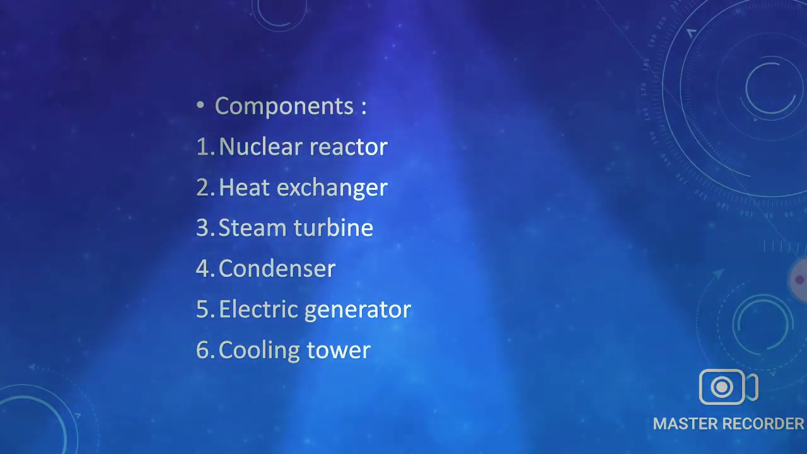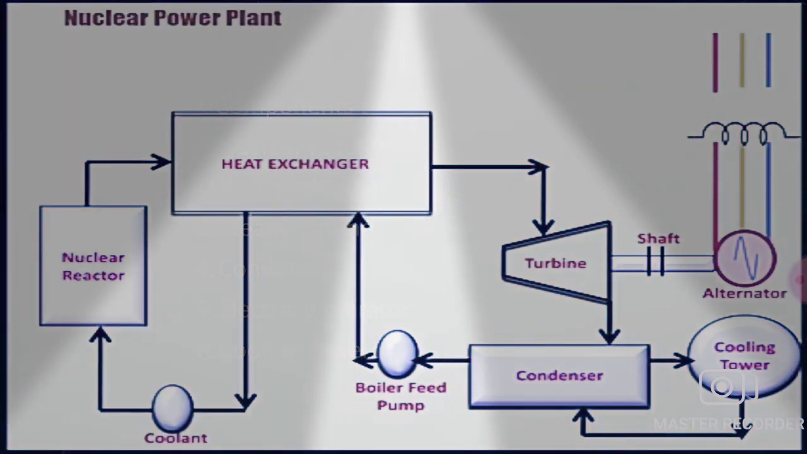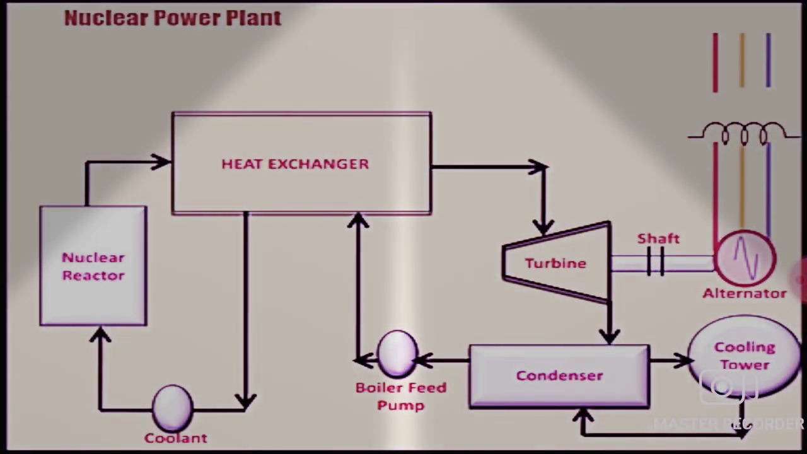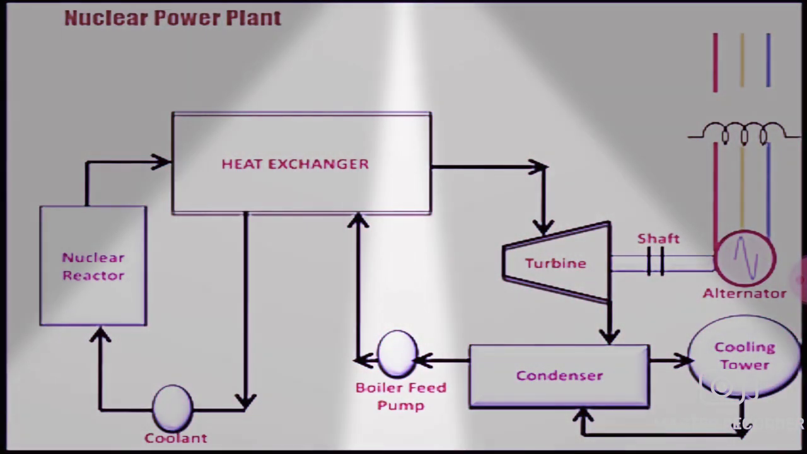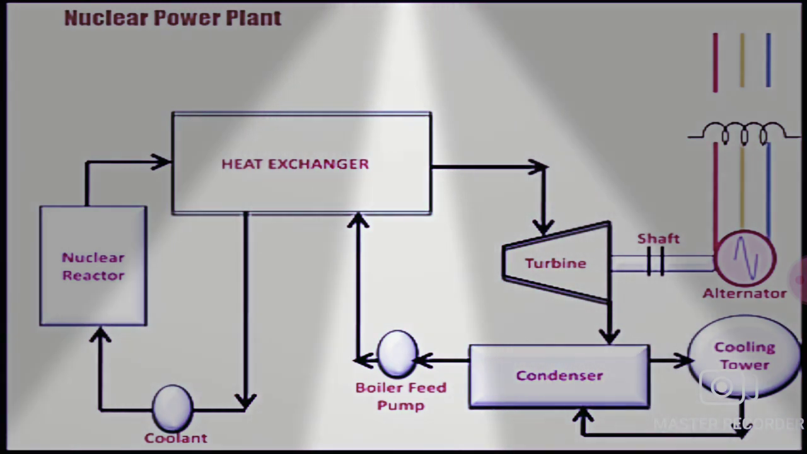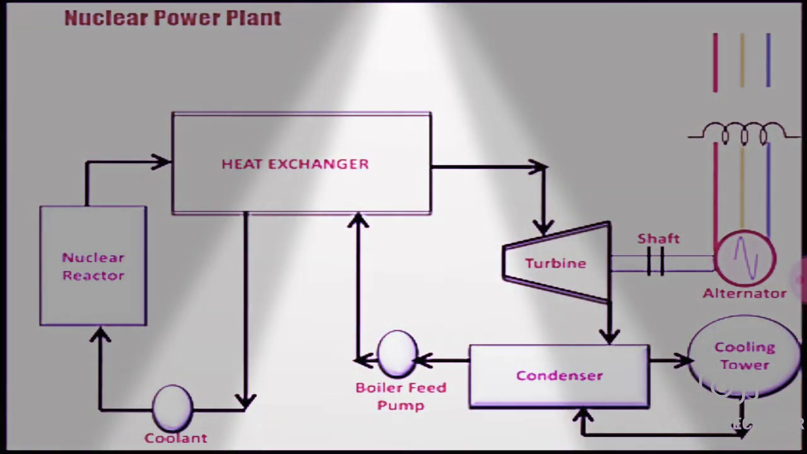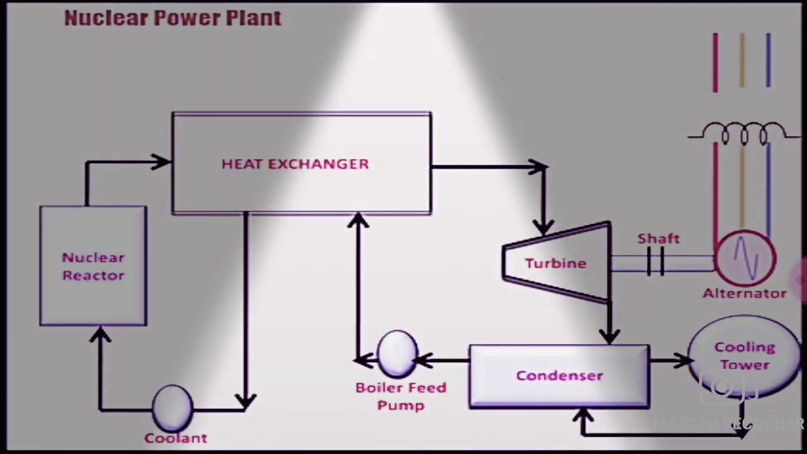The nuclear reactor is the heart of the nuclear plant. In the nuclear reactor, nuclear fusion of radioactive material takes place. This liberates a large amount of heat energy. This heat is taken up by the coolant circulating through the reactor core. After absorbing the heat, the coolant becomes hot.